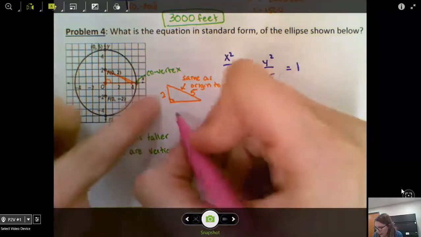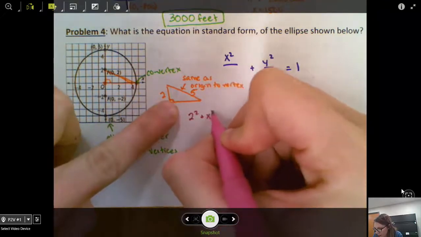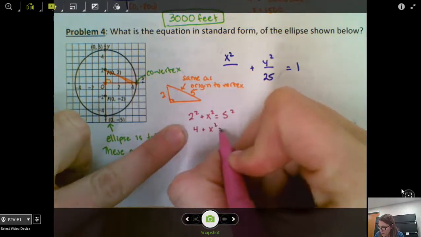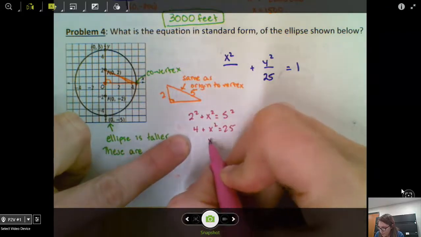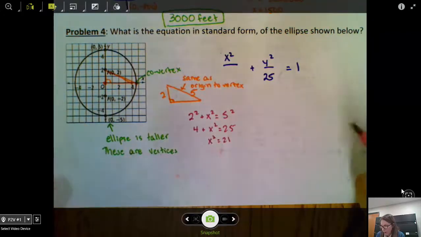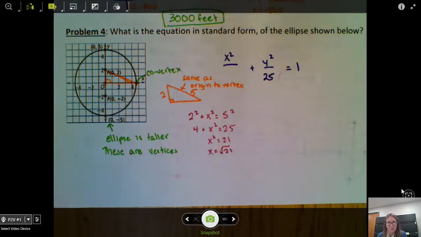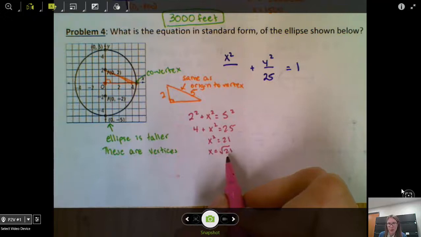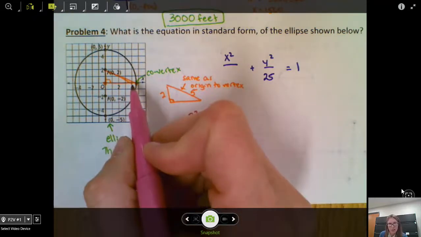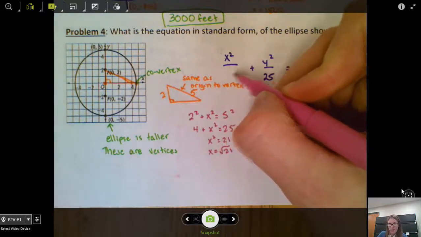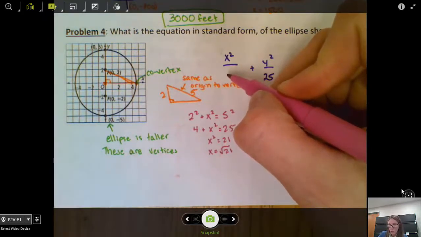Okay, we use our Pythagorean theorem. 2 squared plus x squared equals 5 squared. 2 squared is 4. x squared is 21. So x is the square root of 21, and that doesn't simplify at all. And that matches up too because the square root of 21 is somewhere between 4 and 5, which is what our graph shows.